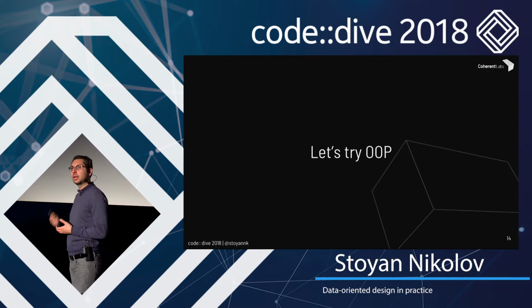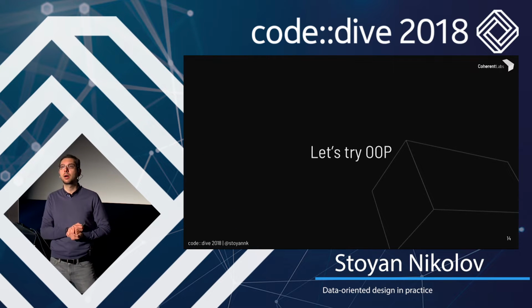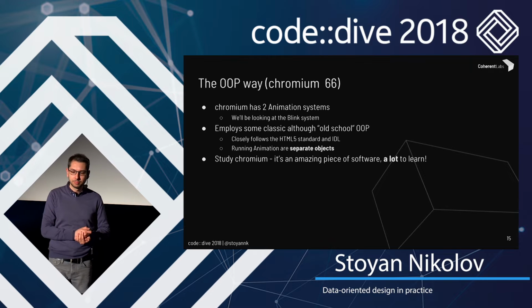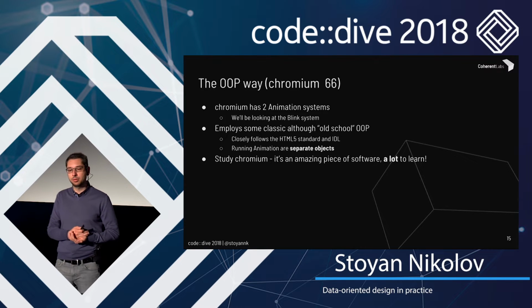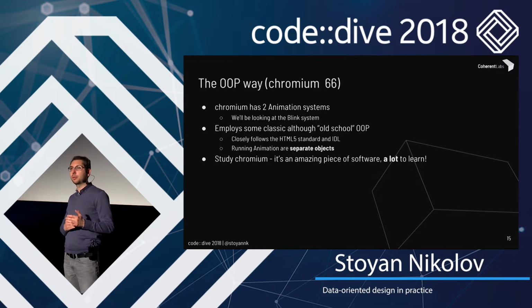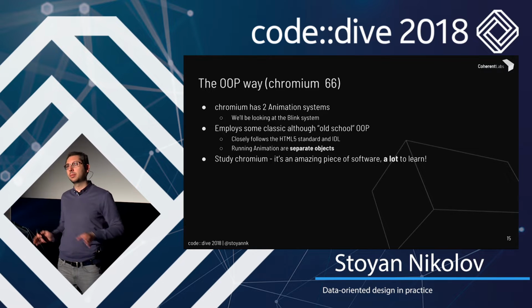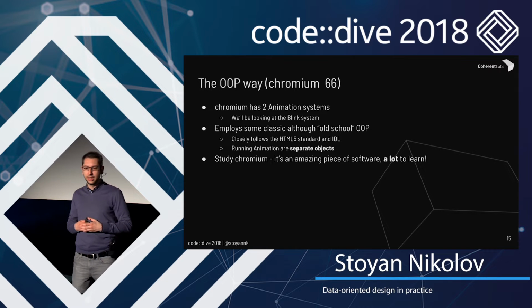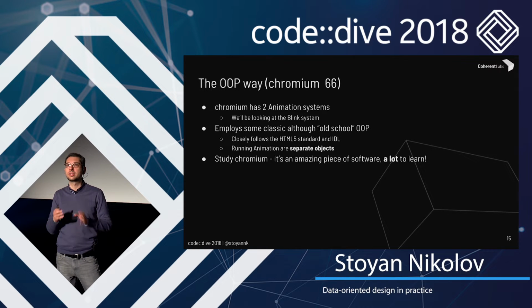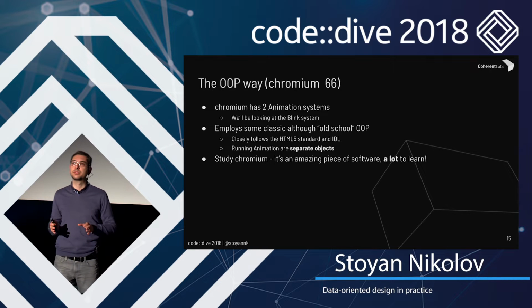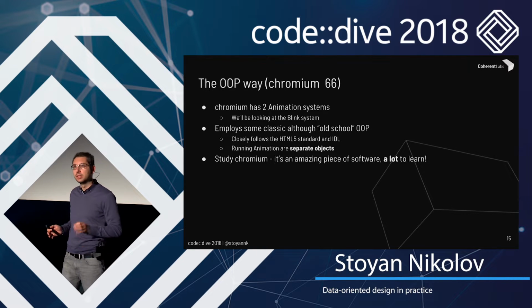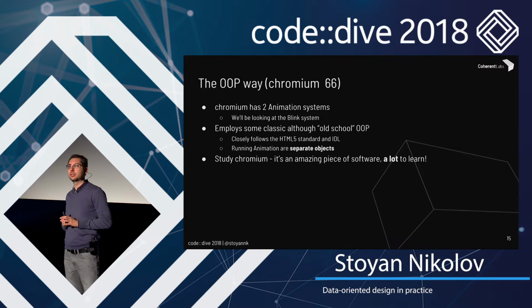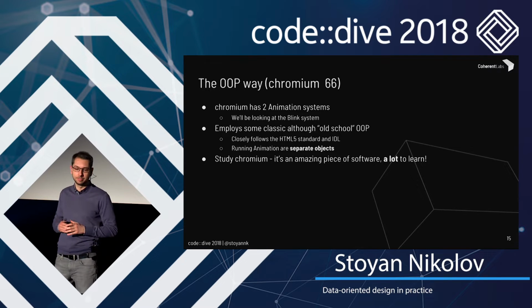So let's try to design this system with object-oriented programming. How can we implement this? We'll be looking at a concrete example from Chromium. This is taken from Chromium 66, which is a fairly recent version. Chromium actually has two animation systems. We'll be looking at just one of them. The other has a very similar design. And if you haven't worked or studied Chrome's code, I very much invite you to do so. It's an amazing piece of software. It's very large, but done by some of the best engineers in the industry. And there's a lot to learn there.